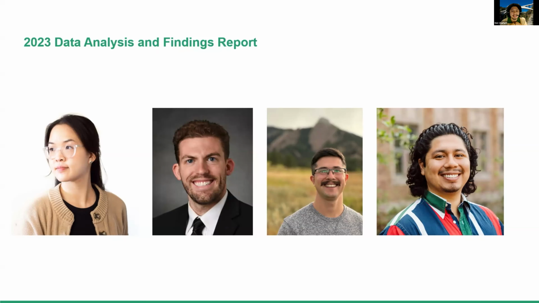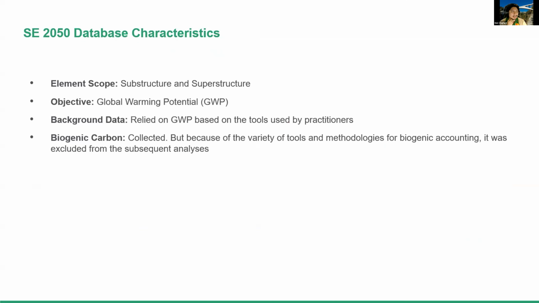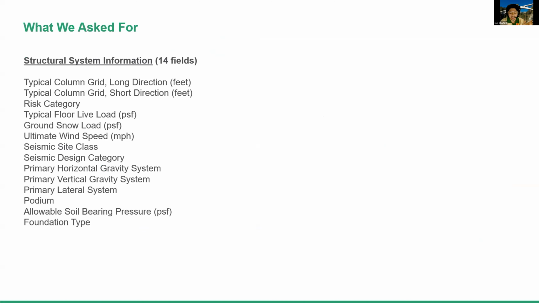Anyway, so this data we analyzed. Who is we? We is me, Dimi Fong, Jonathan Broyles, and Martin Torres, and we analyzed the data that people have submitted. This data has a bunch of really interesting characteristics. It is only substructure and superstructure. The objective is global warming potential, where that's the only objective that we're collecting. We're relying on people to supply global warming potential based on the tools, and we collected biogenic carbon, but it is not included in the analysis.